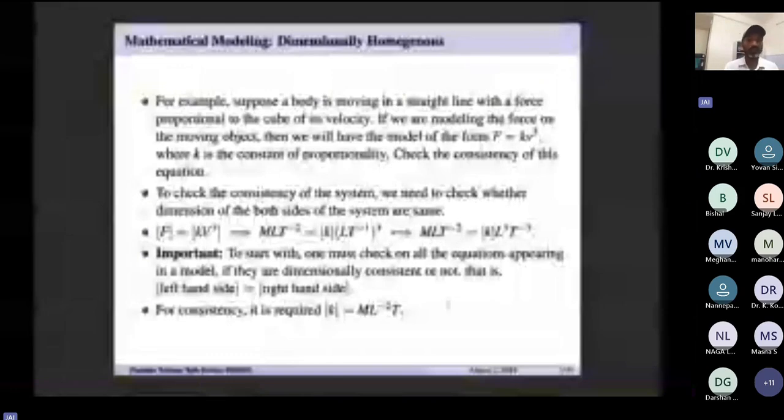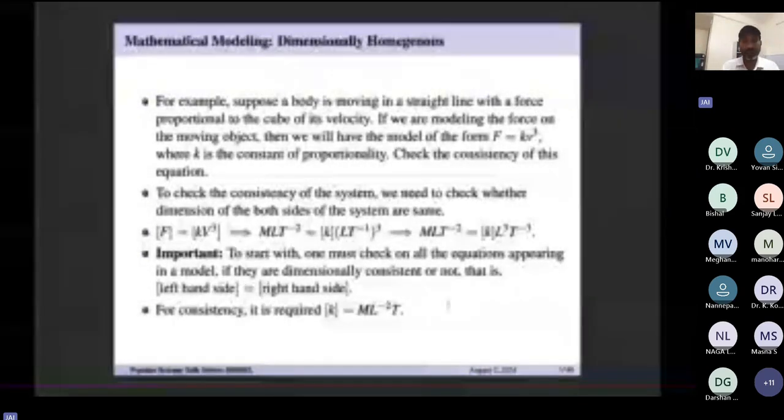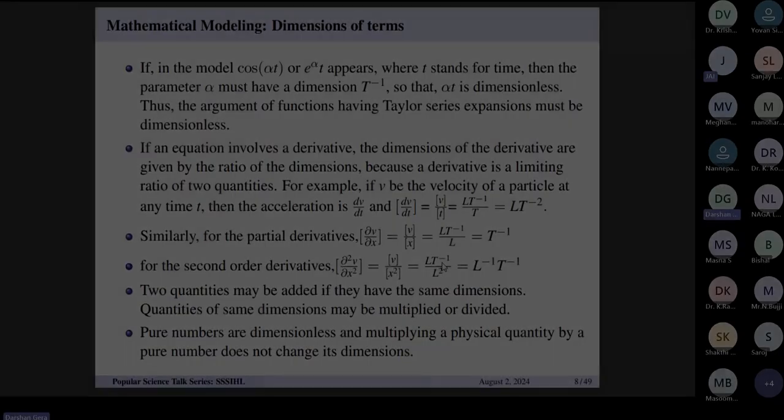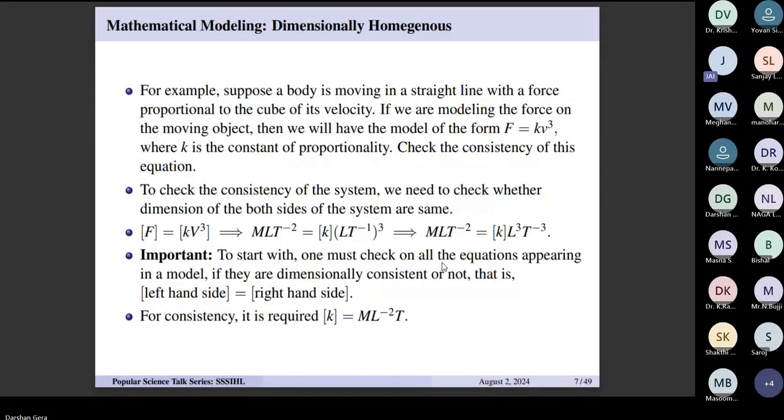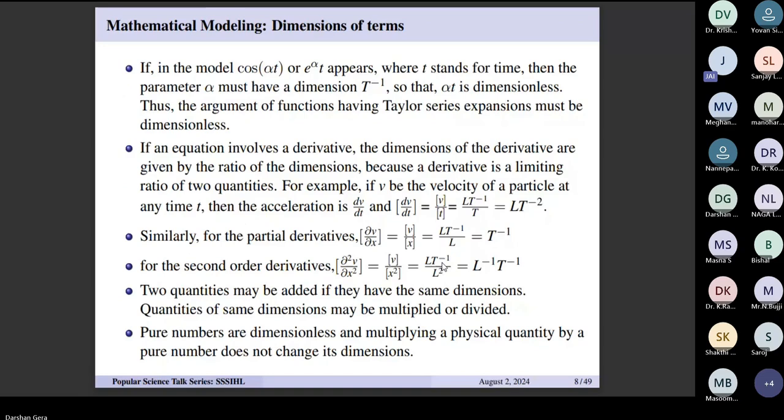So you say that your equation is dimensionally consistent once the dimension of the left-hand side is the same as the dimension of the right-hand side. I think before this slide, you have got what I explained. These are very small things that I'm going to talk about in this slide number 8, but they are very important when you are checking whether your differential equation, or any equation that you have modeled, is dimensionally correct or not. So these things are small, but they are very important.